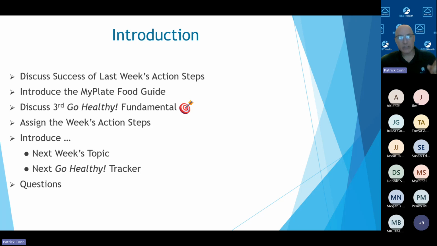And then we're going to discuss the third fundamental of the class. Remember, we're taking a targeted approach. Last week, we talked about the first two fundamentals out of the five. Remember, the first one was the guide to smart food choices. The second was water intake. Okay. So today we're going to talk specifically about the third, which is going to be your fruits and your veggies. Then we're going to assign the week's action steps. We're going to introduce next week's topic and next week's tracker, just kind of tell you what that will look like. And we will finish up answering any questions that you might have.